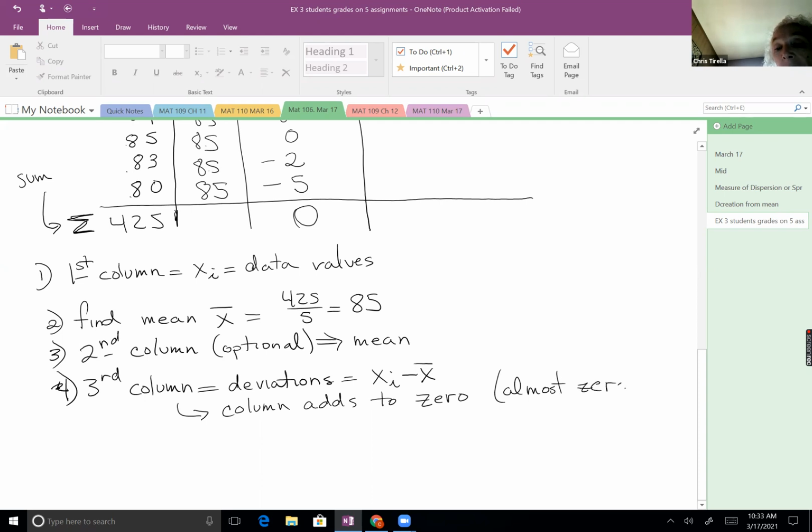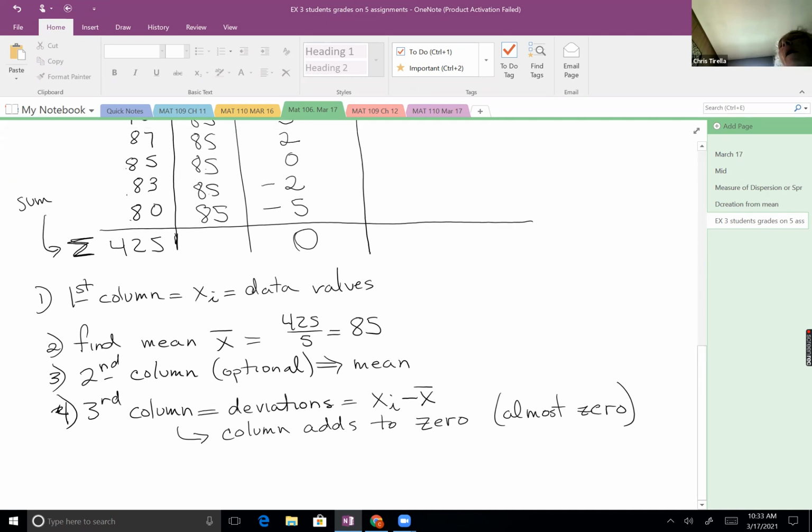The only time it wouldn't be exactly 0 is if we had a round off. If my mean was a decimal and I rounded my mean, then it won't exactly add to 0, but it'll be pretty gosh darn close to 0. And so if that column always adds to 0, taking the average of those numbers isn't going to help me, because add them up, you get 0, divided by 0, you get 0, the average deviation is 0. Now, wait a minute, that's not real helpful.